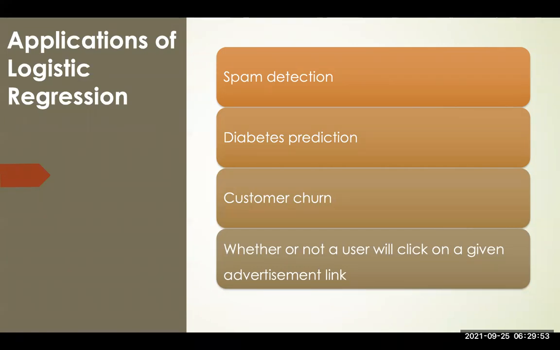So that would depend on the data you have. Or whether or not a user will click on a given advertisement link. There are so many times you receive emails and you don't even know how these people are sending emails to you, and they're advertising something. So if you have so much of that data, we can build a model to see whether or not the user will click on a given advertisement. So there are several real life applications that thrive on data.